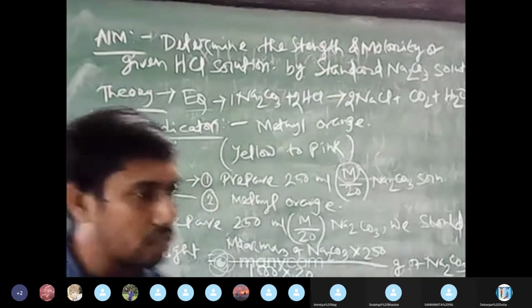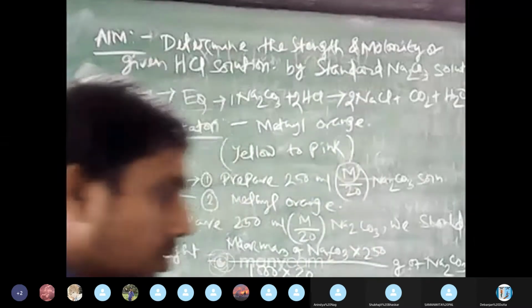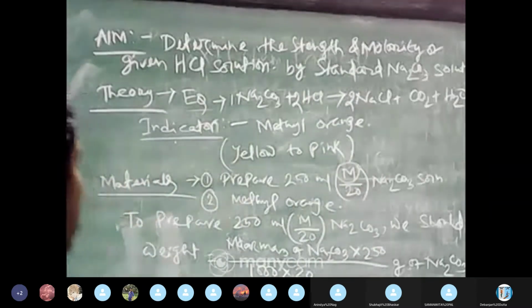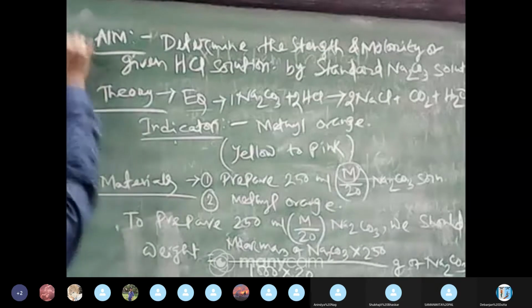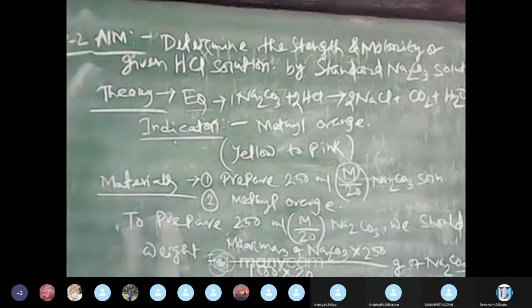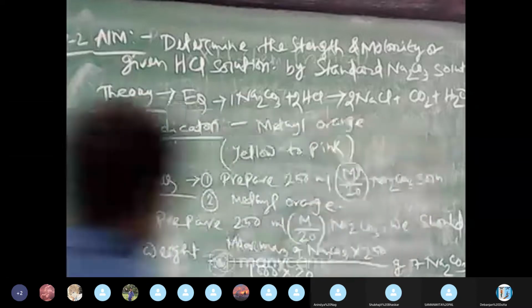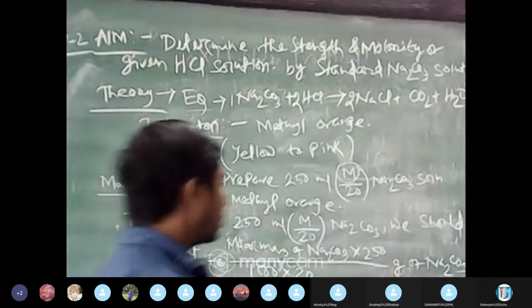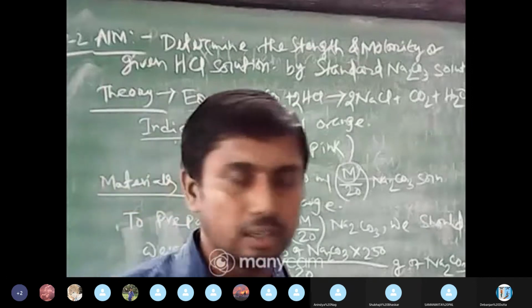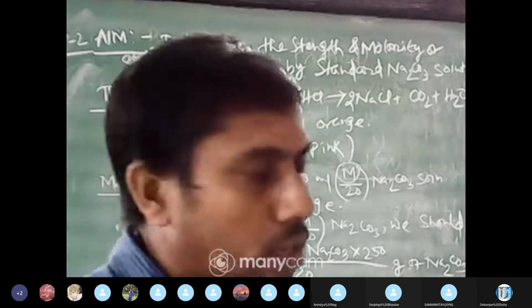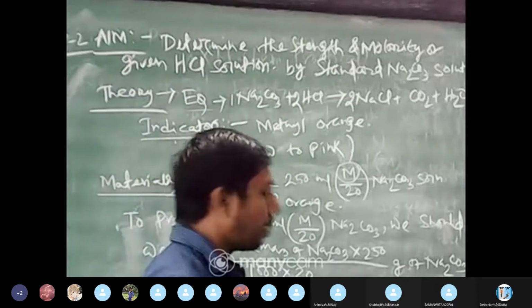So now the work starts. This is the next practical, experiment number 2. When there is a new title, it is a new practical. So it is 1.325 gram. You have to weigh it from the weighing machine. That is solid sodium carbonate, you have to weigh 1.325 gram.